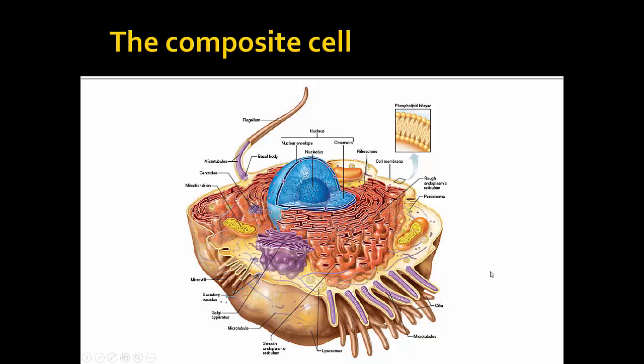So here is the composite cell. Again, it's not a real cell. It's an example cell that contains many of the features of other cells in your body. So you can see all of the major parts. Most importantly, the cell membrane, which encloses the cell, is made of this phospholipid bilayer. Okay, there's the square they've blown up.